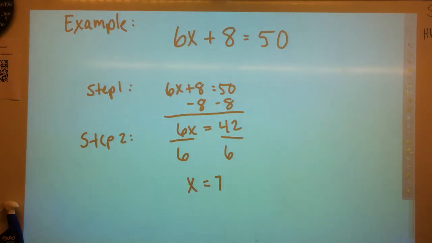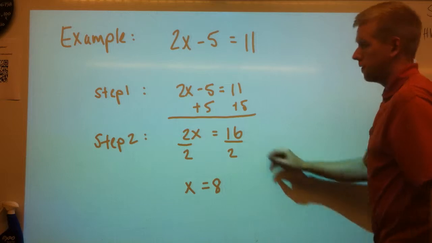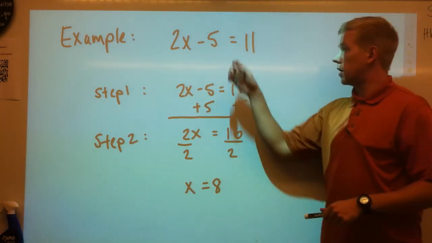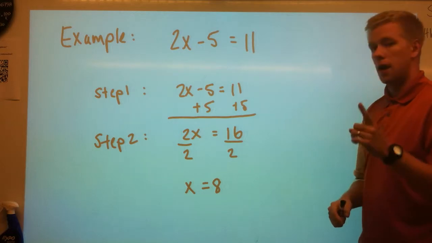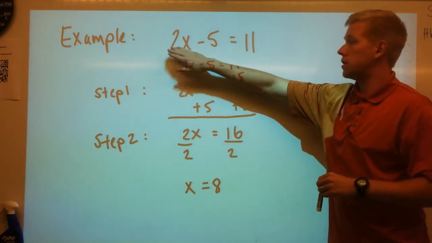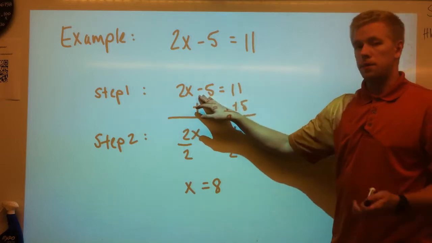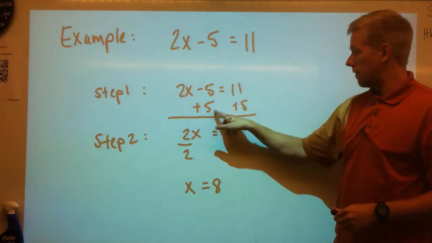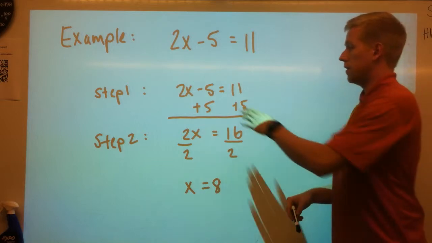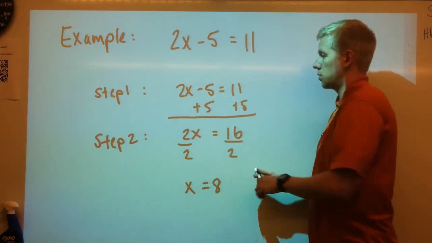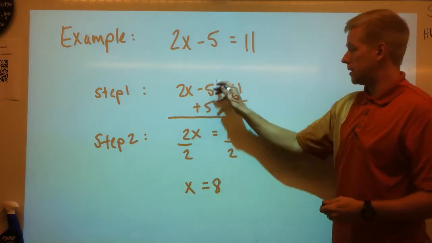Example number 2. We have 2x minus 5 equal to 11. That's our problem that we're going to work with. First step, we look at our constant. It's over here. We have minus 5, so we have to look at the minus. The opposite of minus is a plus, so we're going to add 5 to both sides because we want this part to go away. We want to move it over here so we can get our variable by itself. So we're going to add 5 by doing the opposite.